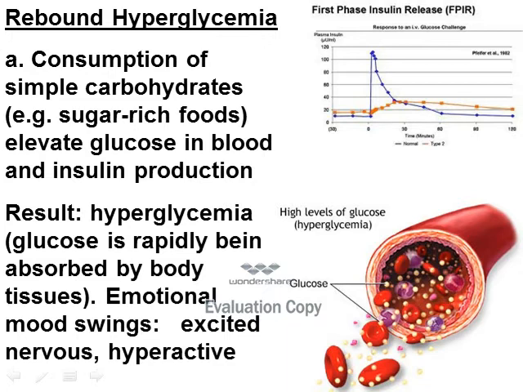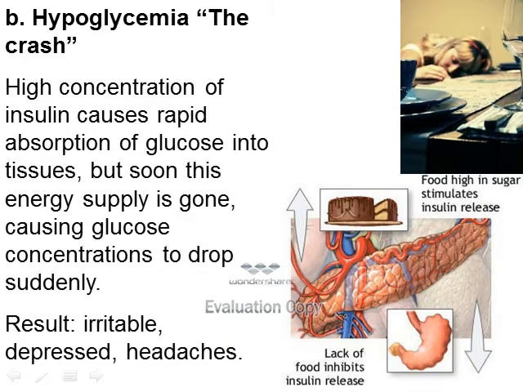Some emotional mood swings we see are the patient becomes very excited, they're nervous, they're hyperactive, the world looks great. Isn't life wonderful? Unfortunately, hypoglycemia follows hyper because it's a rebound.